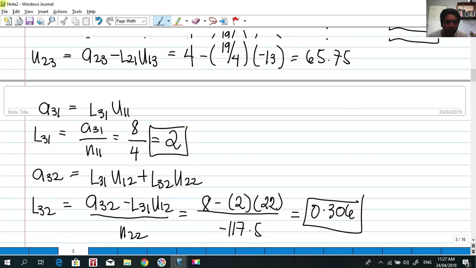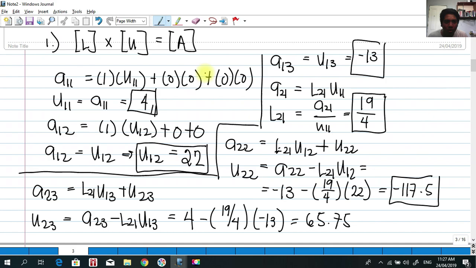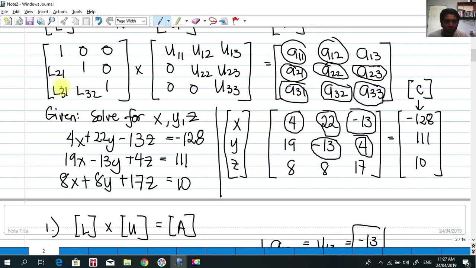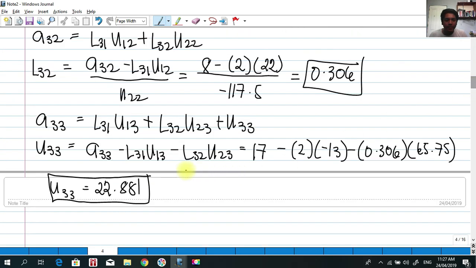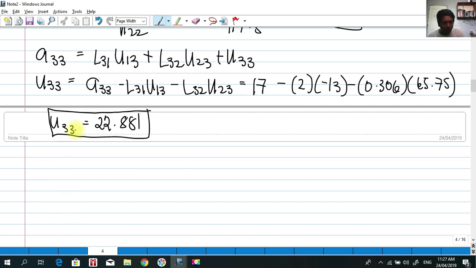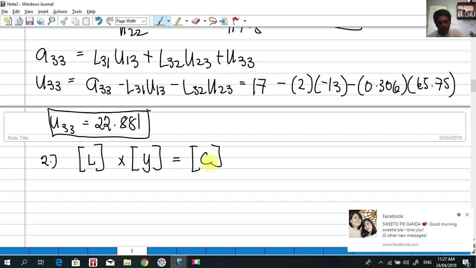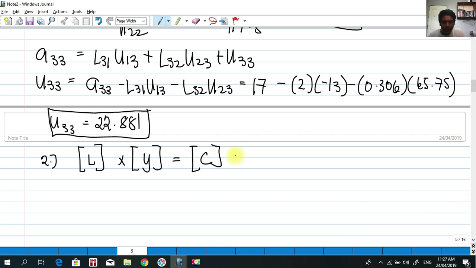We now know the values of L21, L31, L32, and the unknowns in matrix U. So the second step, according to our instruction, is the matrix L multiplied by the matrix Y, equal to the matrix C.